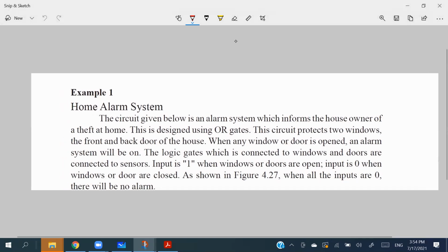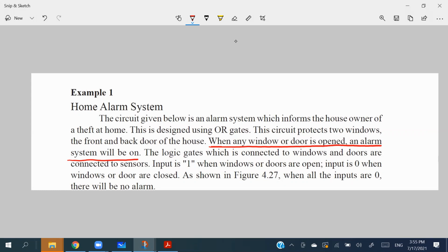So that is the golden sentence in this scenario: when any window or door is opened, an alarm system will be on. So it defines that the alarm is going to be controlled from the doors and the windows, right? There are 2 windows and 2 doors, so altogether there are 4 things that control the alarm.